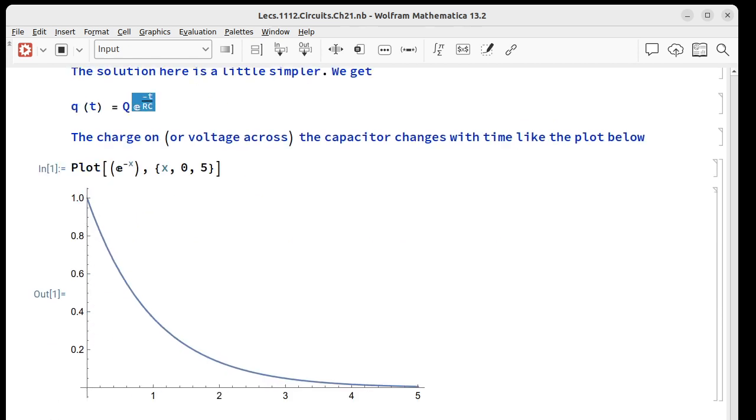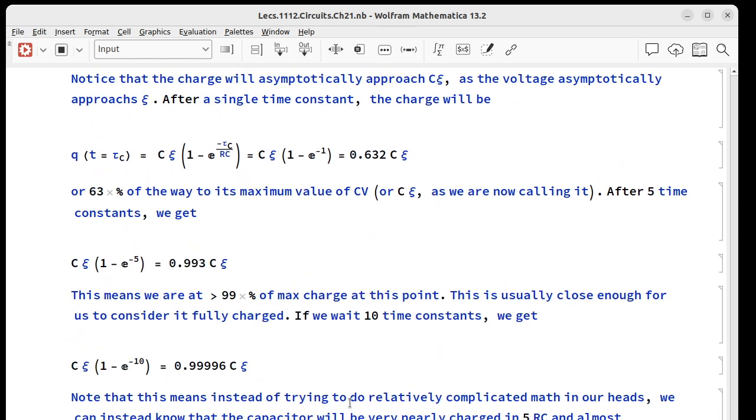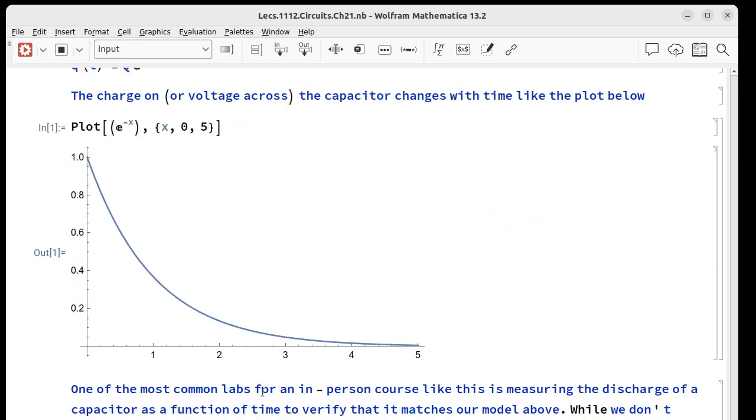How long would we wait? Well, if we waited 5 time constants, we'd be down to more than 99% discharge, so it would be holding less than 1% of its charge. If we wait 10 time constants, it's way less, like 0.001% of its charge.